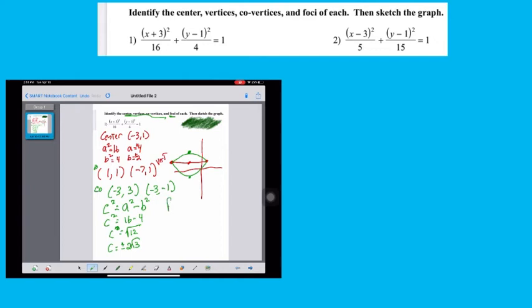So our foci then, since my major axis is along the x, my x value is going to change. So our foci are going to be about here and here. And it's going to change from the center. So we're going to go negative 3 plus 2 radical 3, 1, and negative 3 minus 2 radical 3, 1. And there's my foci. Okay, so there's the first one. Now the second one, same thing. Hit pause right now. See if you can do that one. And I'll put the answer up here in just a second.